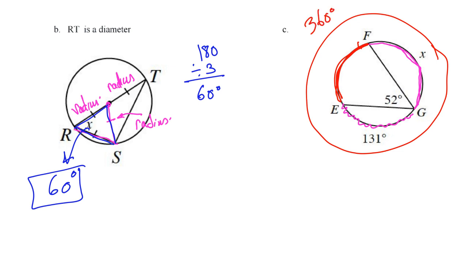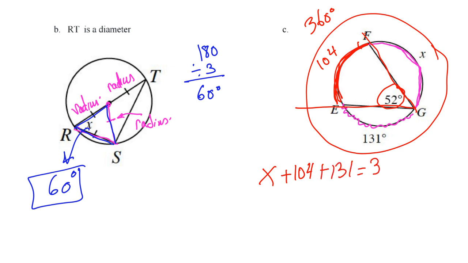So this arc, which is FE, corresponds to the inscribed angle G, which is FGE in specific. So if angle FGE is equal to 52, then the arc will be double the inscribed angle, which is equal to 104. Now I have 2 out of the 3 pieces for the whole circle. So X plus 104 plus 131 is all equal to 360. Now X is equal to 360 minus 104 minus 131, which will make X equal to 125.